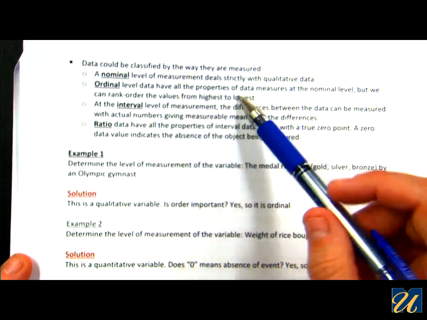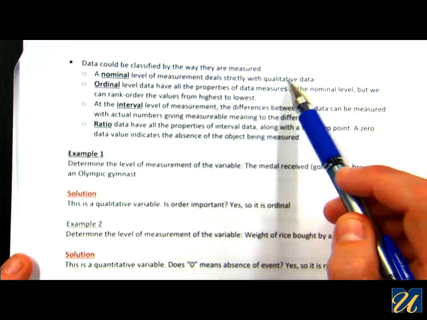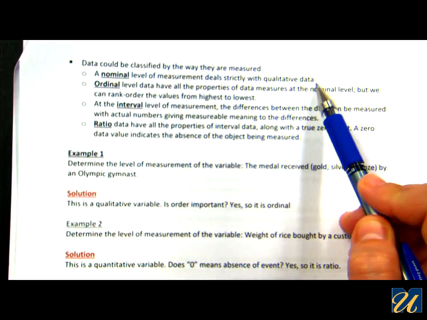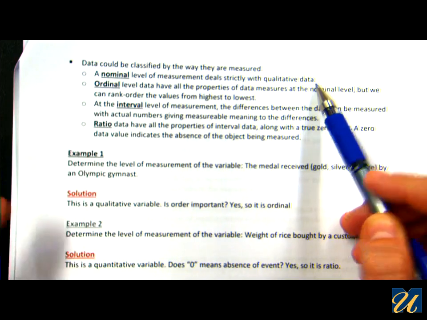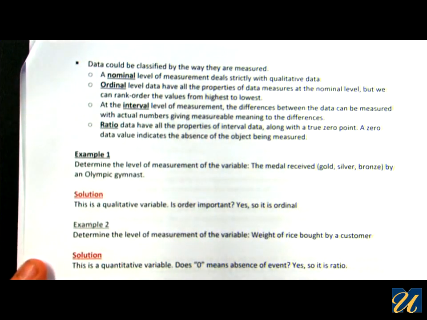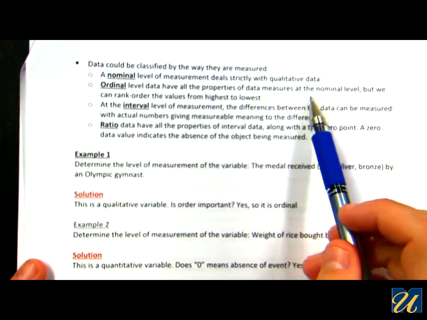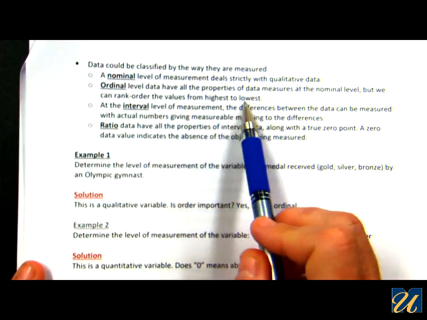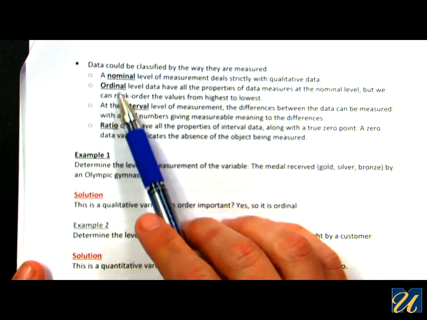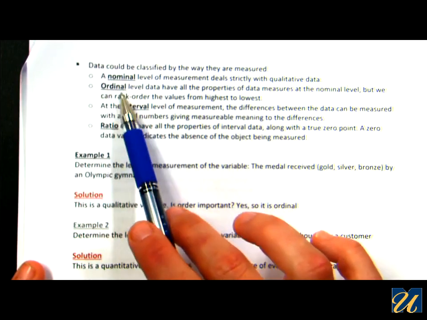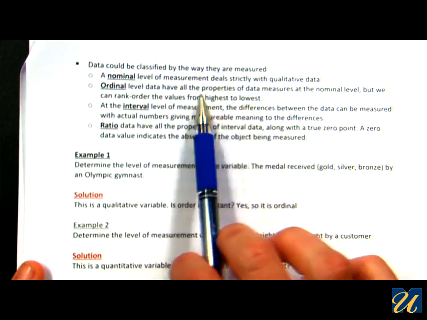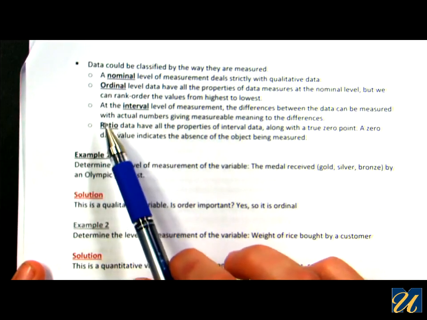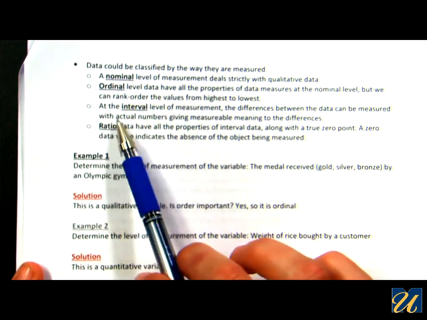Nominal level of measurement deals strictly with qualitative data. We simply state the different categories. There is no meaning in the classification of how the data is presented. Ordinal level data have all the properties of data measured at the nominal level, but we can rank order the values from highest to lowest. That means under ordinal, just like the name states, order is important. There is a meaning behind the classification of your entries, your variables.